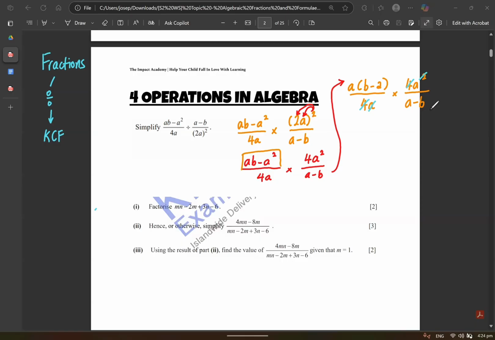Then when it comes to A minus B and B minus A, they look very similar, right? You're going to change this. In fact, you can also want the other one to be, okay, or you can have this as B minus A, right? Or you want to change that to A minus B. Why are you changing it? So that you can cancel them.